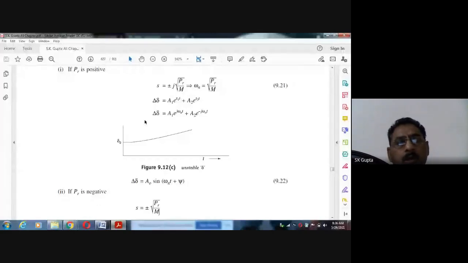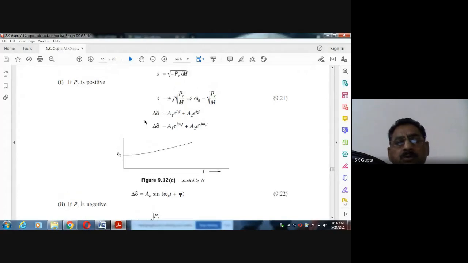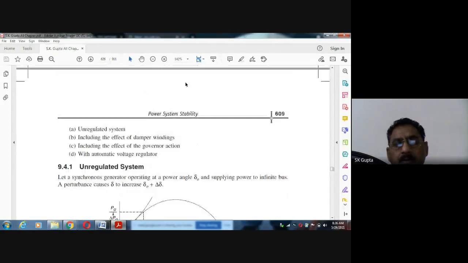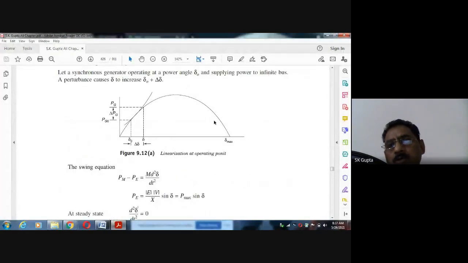Now, here we have considered PR is positive. If we consider PR is negative, negative means in which area? PR will be negative if we are working here, because PR is nothing but cos delta 0. Cos delta 0 means say we are working at this point, this much amount of power is taken and we are working at this angle. Suppose it is 150 degrees, then PR will be negative.